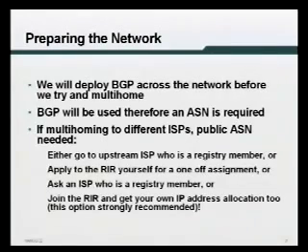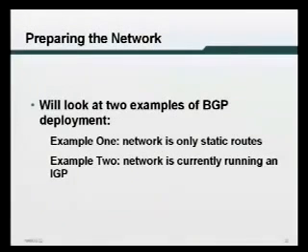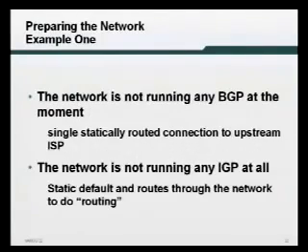If you're multi-homing to different ISPs, of course, you need a public AS number. If you're just going to multi-home to the same ISP, talk to them about using a private AS number. If you go to a registry and say you're only going to multi-home to such and such, they'll tell you politely, hopefully, to go away, because a public AS number is only given if you connect to two different networks. I'm going to look at two examples. The first example is where the network is only running static routes. The second example is where the network is running an IGP.